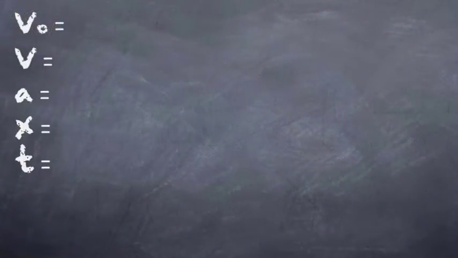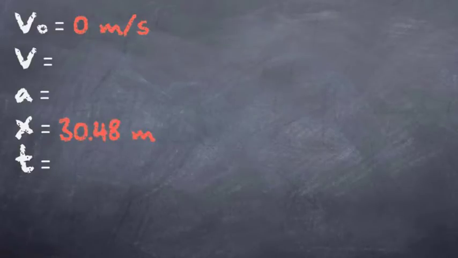We can use the kinematic equations to find other information. We know that we start at 0 meters per second. We're stopped at the top of the tower with balanced forces. We travel 30.48 meters in 2.5 seconds. If I wanted to find how fast I was moving at the end of this first motion, so right before I hit the net, I'd be looking for my final velocity.